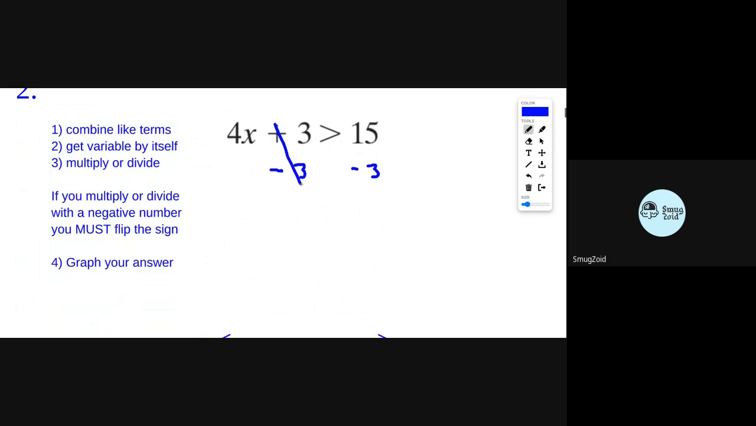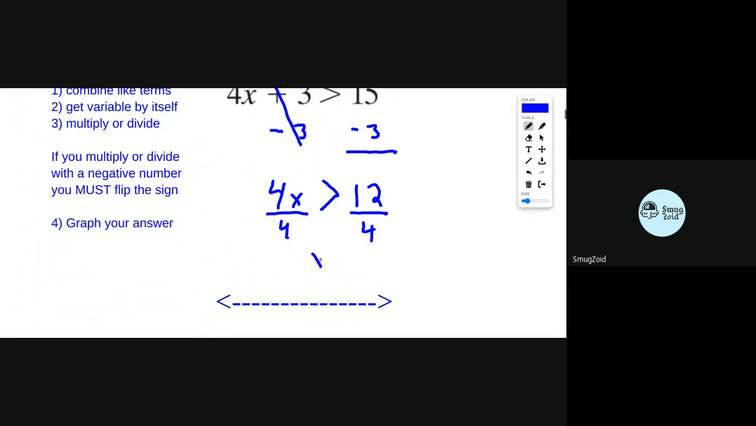Okay. These go away. I do the math on this end. This comes down to 12. And this should be 4x. Then I either multiply or divide. In this case, I'm dividing by 4. I divide by 4. This is going to make x greater than 3. That's my answer. So I go to my number line.